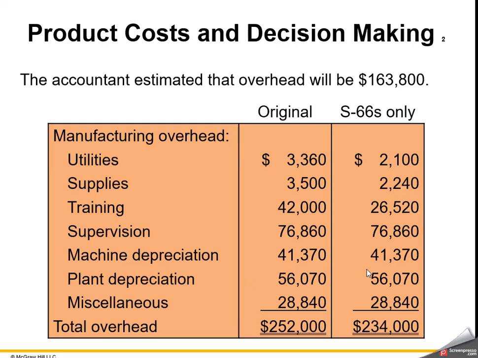The same with the machine. We're not going to probably get rid of a machine, and we have the plant that we're operating in. We're not going to get rid of the plant. So we still have those depreciations to cover. Miscellaneous could go down. In this case, they have it not going down. So the only thing really that goes down is utility, supplies, and training. Everything else stays the same.